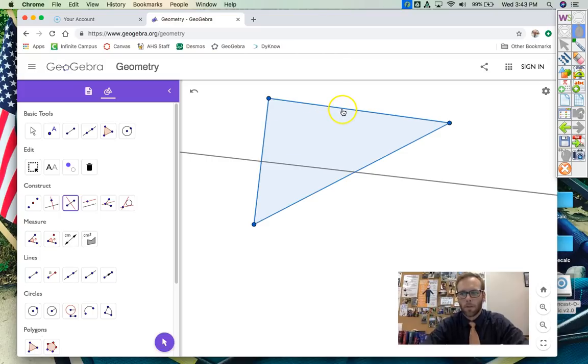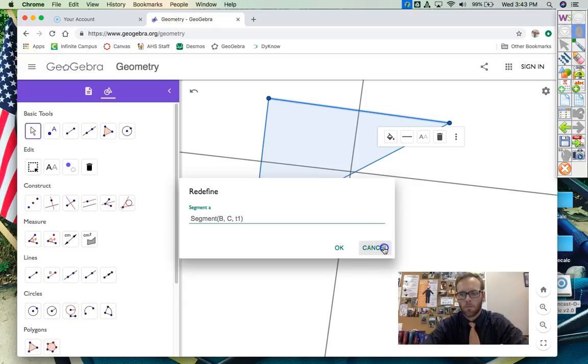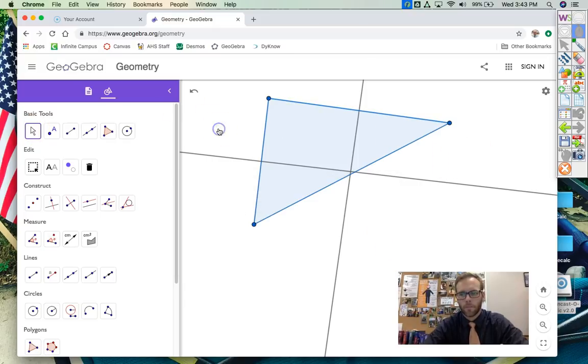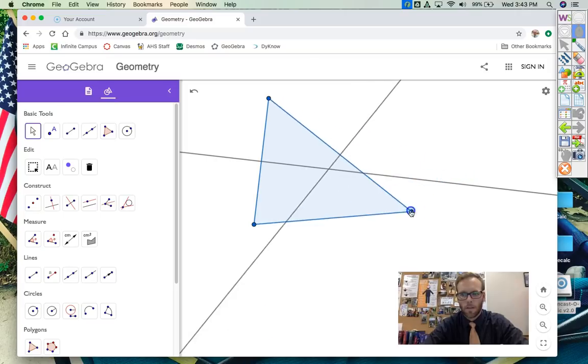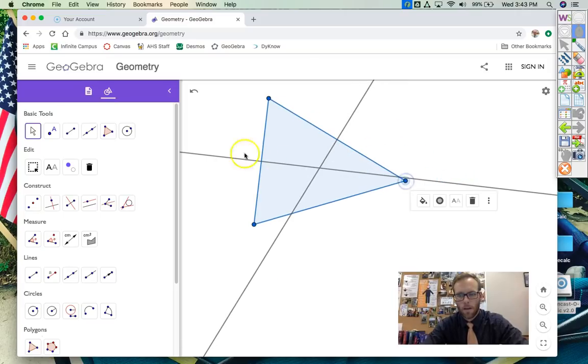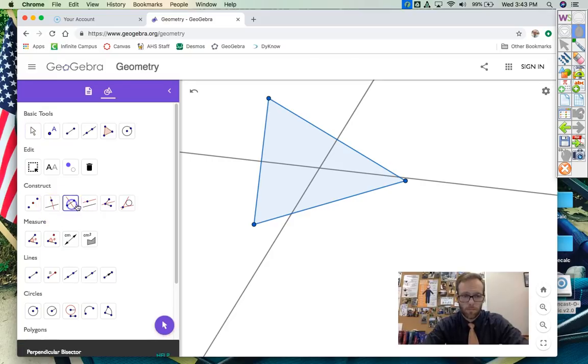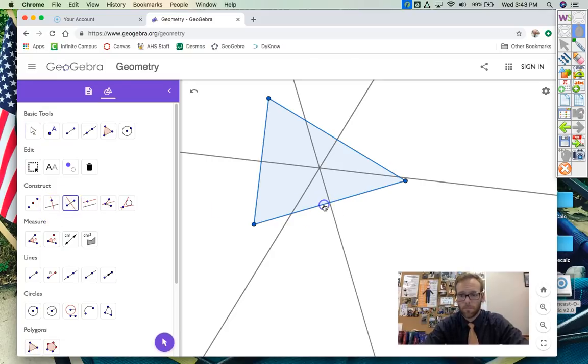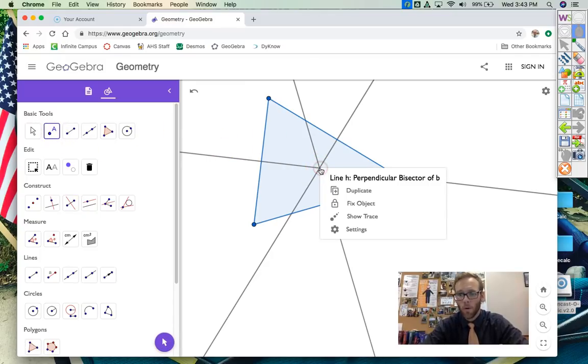Then I'm going to come over here and choose this side. Oops, too many clicks. All right, so that's what it looks like right now. I've got the perpendicular bisector of this side right here and the perpendicular bisector right there. Now I'm going to make the perpendicular bisector of the third side. There it is. Now what happened here? These three perpendicular bisectors intersected at one point, right there.